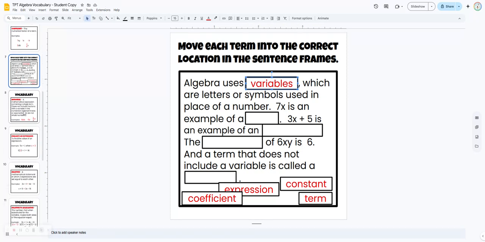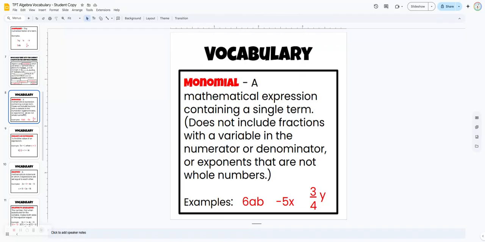Now we've got some new ones to learn: a monomial, a mathematical expression with one single term. It does not include fractions with a variable in the numerator or the denominator. We wouldn't call those monomials. And it does not include exponents that are not whole numbers. So each of these are monomials.